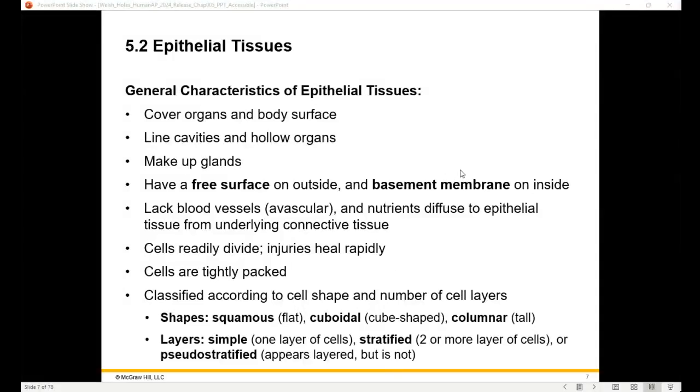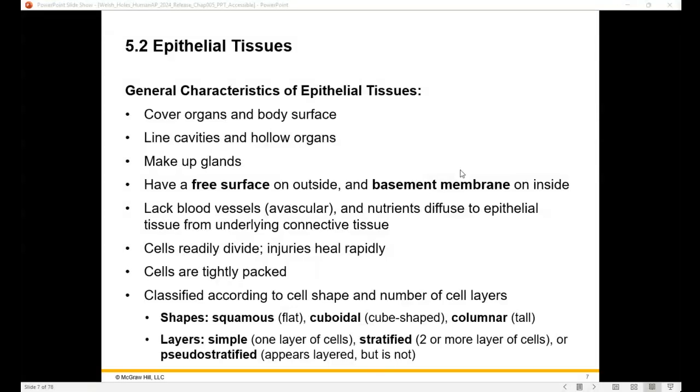Okay, we'll start with epithelial tissues. So first of all, generally they cover organs and body surfaces. They line cavities and hollow organs. They make up glands. They have a free surface on the outside and a basement membrane on the inside. They lack blood vessels, so we say they're avascular. And nutrients diffuse to the epithelial tissues from underlying connective tissues.